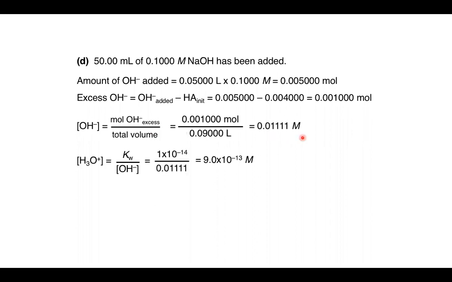Then to find out the hydronium ion concentration, we know the Kw is equal to the concentration of hydronium times the concentration of OH minus. So just rearrange that. And then we get a hydronium ion concentration of 9.0 times 10 to the minus 13 moles per liter. And so the pH then is going to be equal to minus log of that concentration, which is equal to 12.05, a very basic solution.